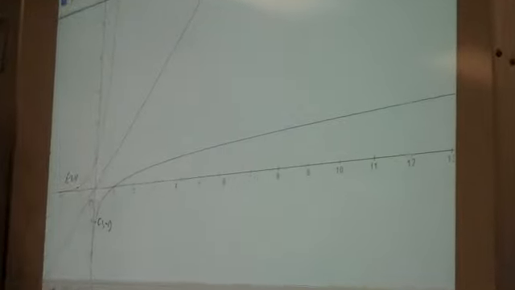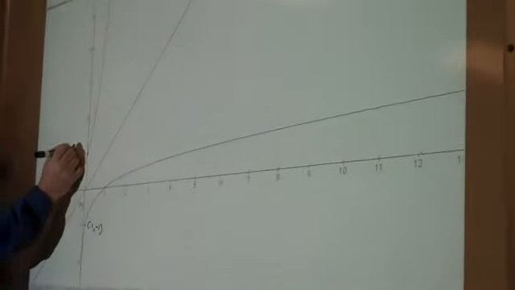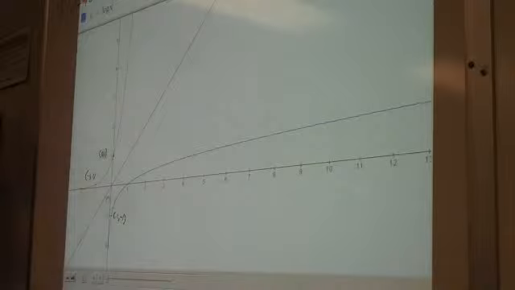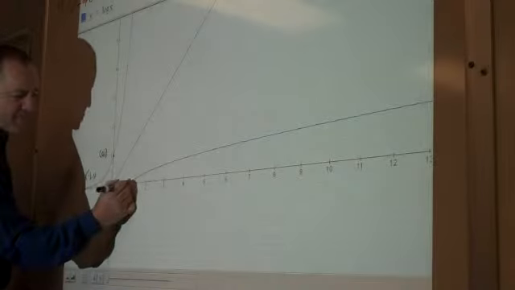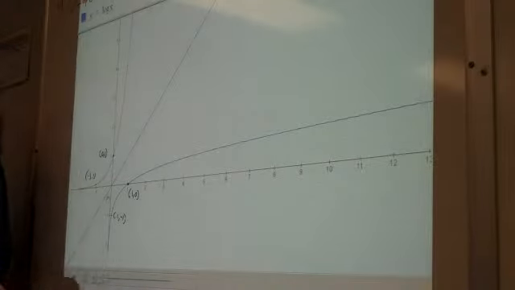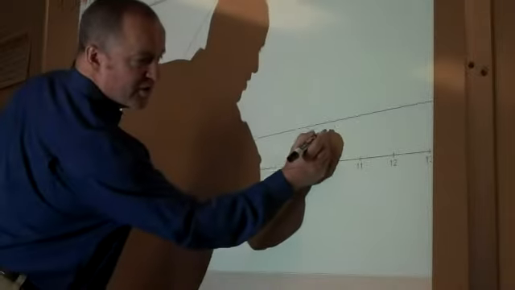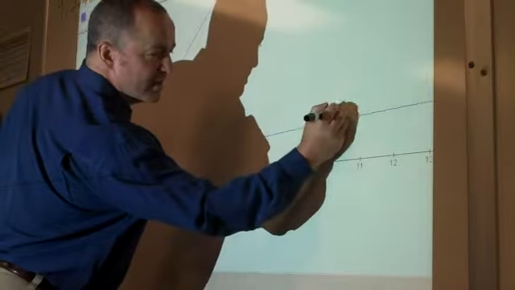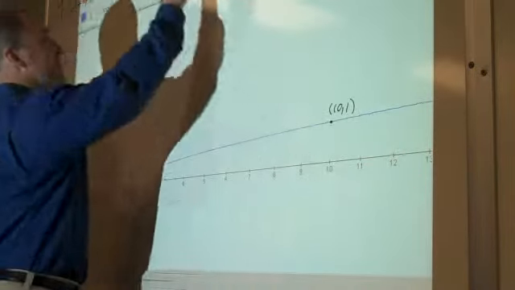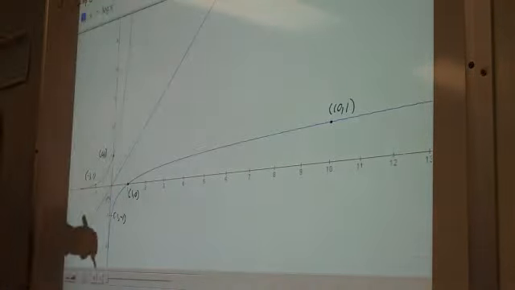The original function passes through 0, 1. So the inverse function should pass through what corresponding point? 1, 0. The original function also passes through 1, 10, which I have not left room for on this graph. So its inverse should pass through which point? 10, 1. Things looking good for the home team? Yep. And that corresponds to 1, 10, which would be somewhere up there.